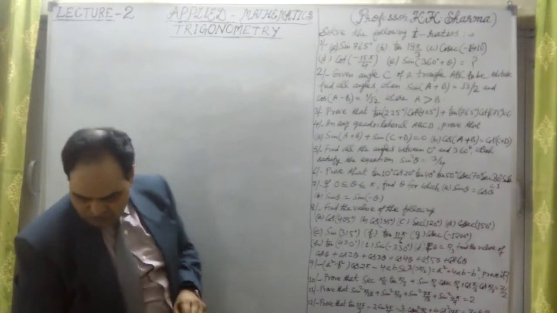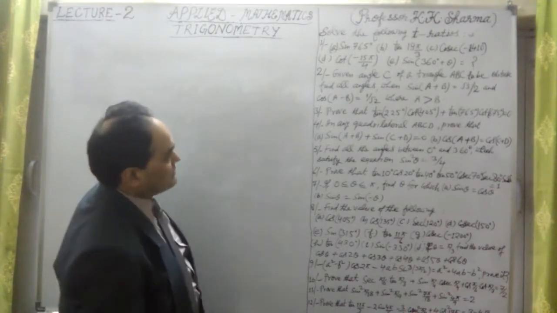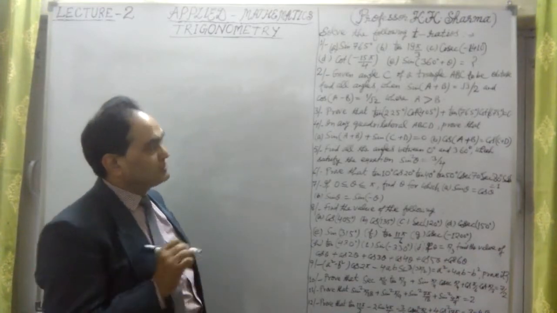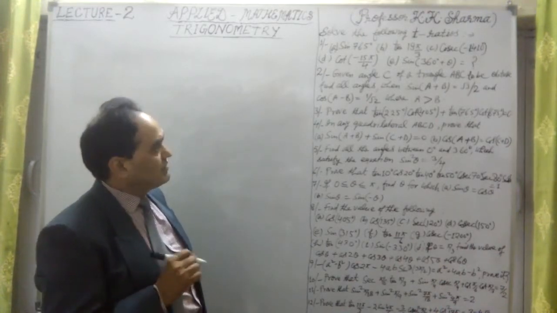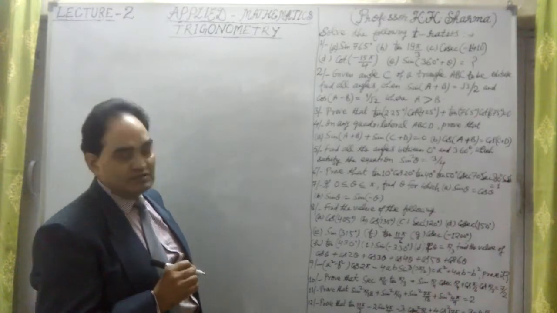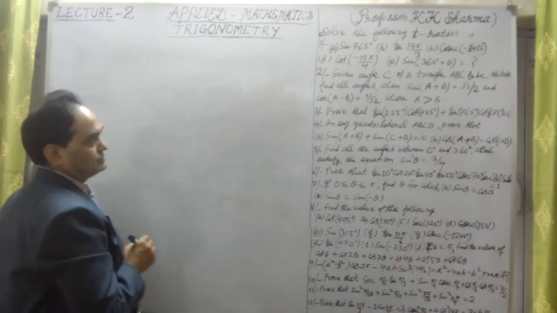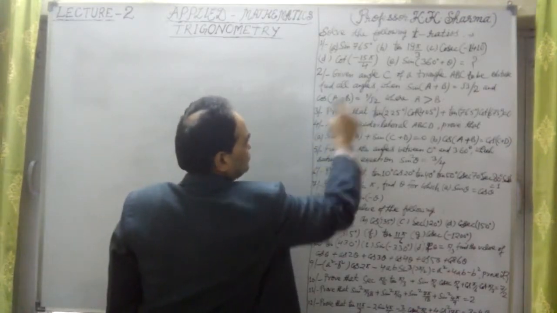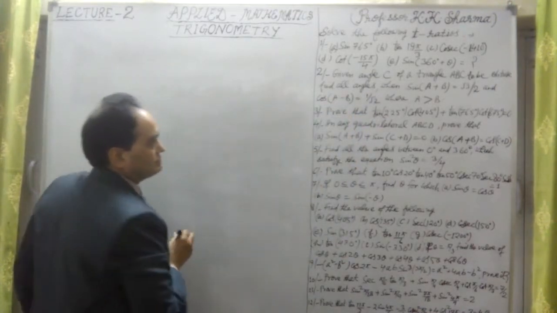The second question is again given: angle C of a triangle ABC is an obtuse angle. Find all the angles when sin of A plus B is equal to root 3 by 2 and cos of A minus B is equal to 1 upon root 2, where A is greater than B. This is given to us.